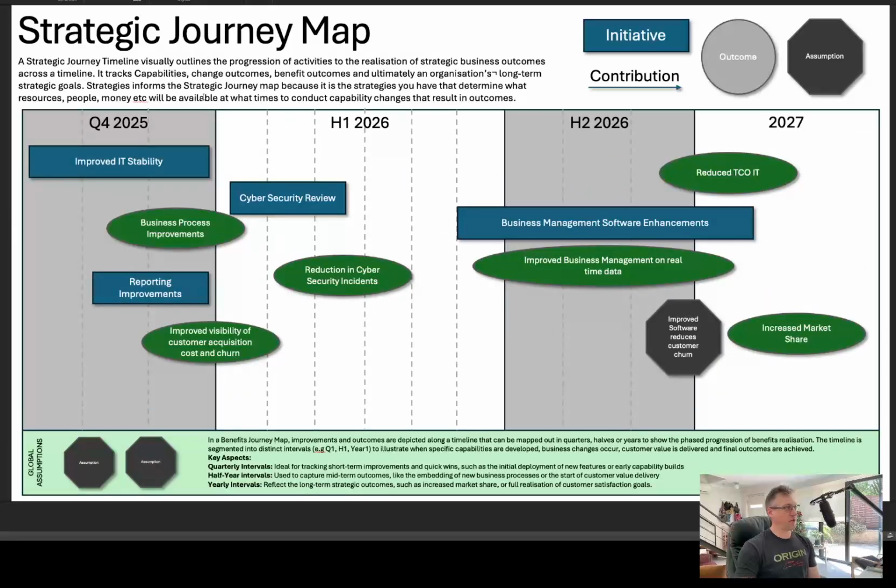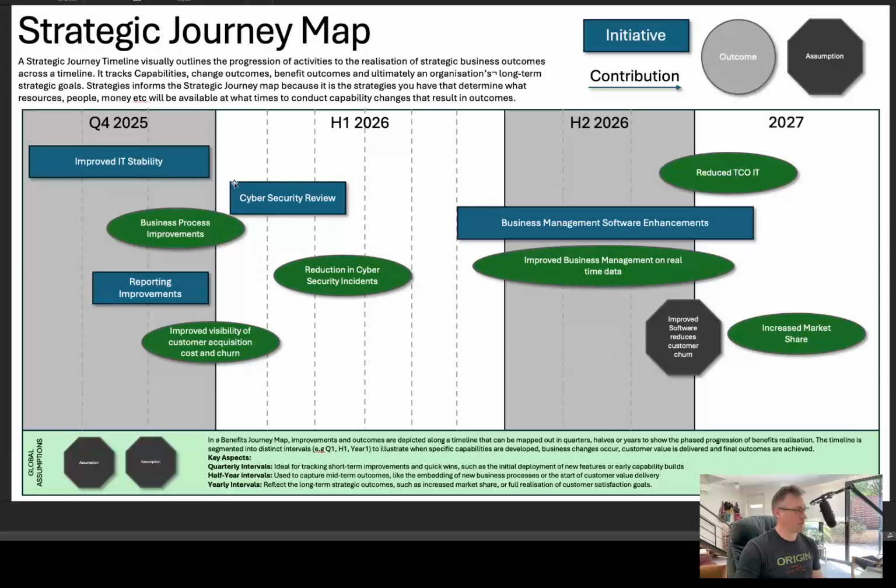All right, then we come down to the strategic journey maps. This is where I was talking about journey mapping, where you're thinking that your initiatives are going to land. So you can see here, initiatives are in the square boxes, outcomes are in the ovals, and assumptions are in the hexagon. For example, we're making an assumption here that improved software reduces customer churn. Just an assumption. It may or may not be proven at this point in time.